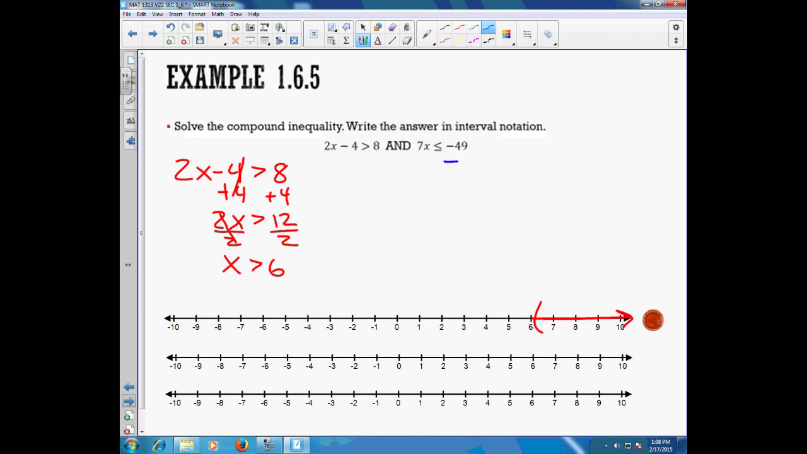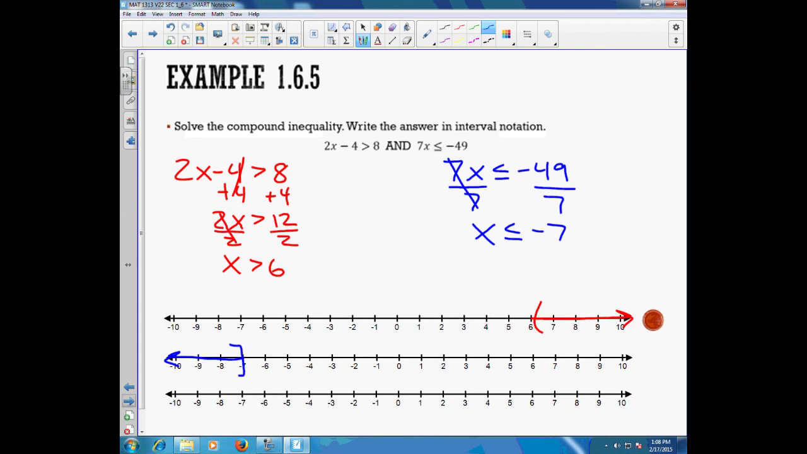For the second line, we have 7x is less than or equal to -49. We're going to divide by 7. We get x is less than or equal to -7. So on the second line, less than or equal to -7.